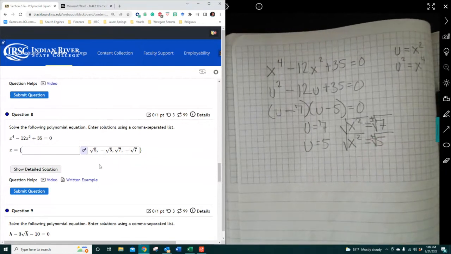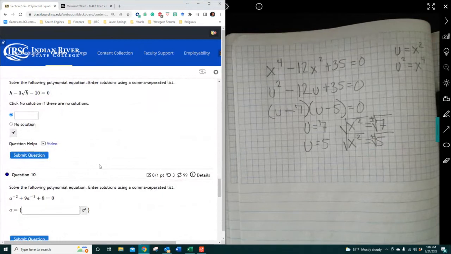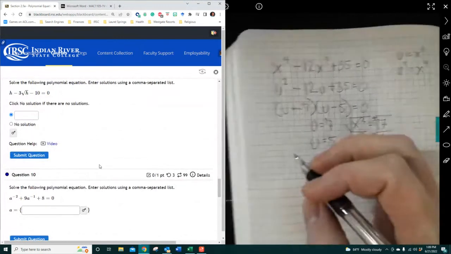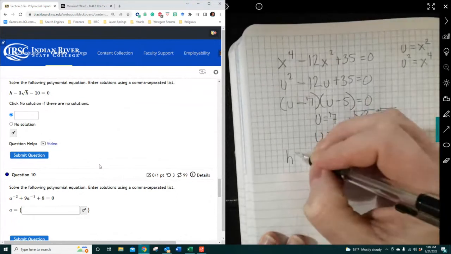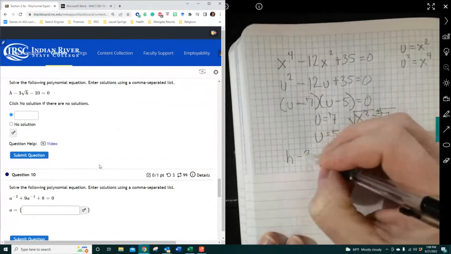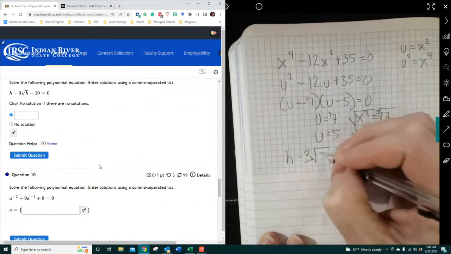All right, so that is the heart of substitution. Now, we got to do some more. I know you're like, oh man, I'm not feeling that comfortable yet. This is a little different. This doesn't look like a quadratic at all. And it's not looking like a quadratic yet. Let's take a look at this one.